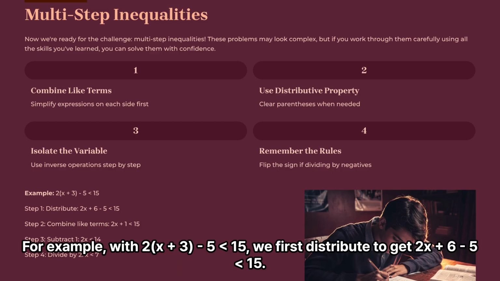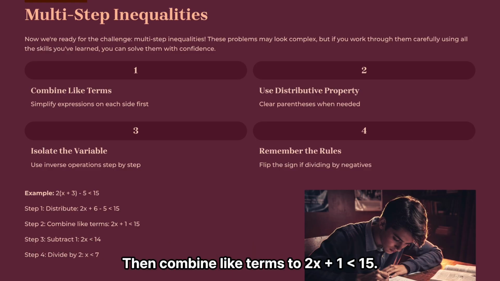For example, with 2 times x plus 3 minus 5 less than 15, we first distribute to get 2x plus 6 minus 5 less than 15. Then combine like terms to 2x plus 1 less than 15. Subtract 1 from both sides, so 2x less than 14. Finally, divide by 2 and our solution is x is less than 7.